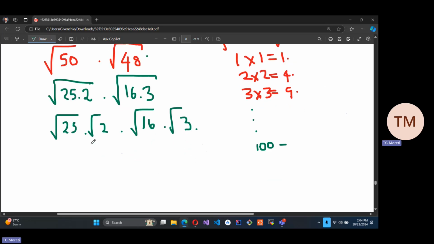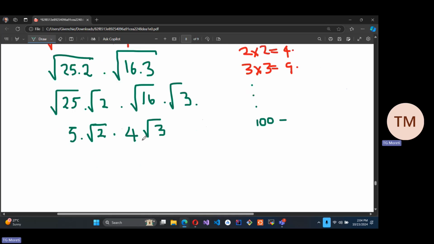Now the next step, as you can see here, we have the square root of 25, which will give us 5 by root 2 multiplied by 4 by root 3. Now, as you can see here, we have multiplication. So remember, multiplication does not have an order. So we're just going to multiply the numbers together. 4 by 5 is going to give us 20.